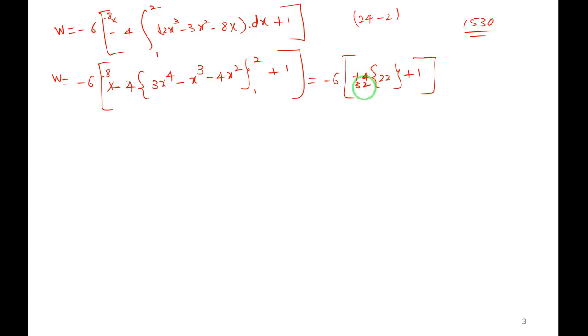Let me check it. 32 into 22. 704 plus 1, 705 into minus 6. Once again, I'm not getting it. Can anybody rectify? Where is the mistake?